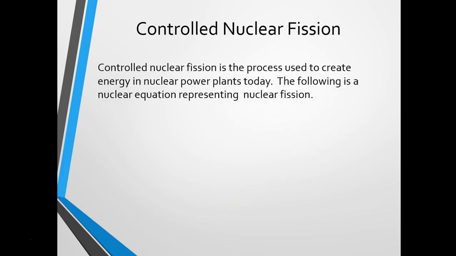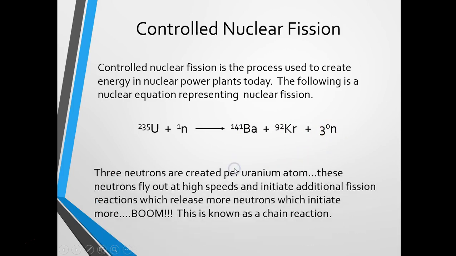So controlled nuclear fission, this is what goes on in nuclear power plants. Alright, so this is an example of what is actually happening in a power plant. Take the isotope of uranium, uranium-235, and bombard it with neutrons. When they bombard it with neutrons, it will split apart and form 2 isotopes, in this case barium-141 and krypton-92. Now when this happens, 3 additional neutrons are liberated.